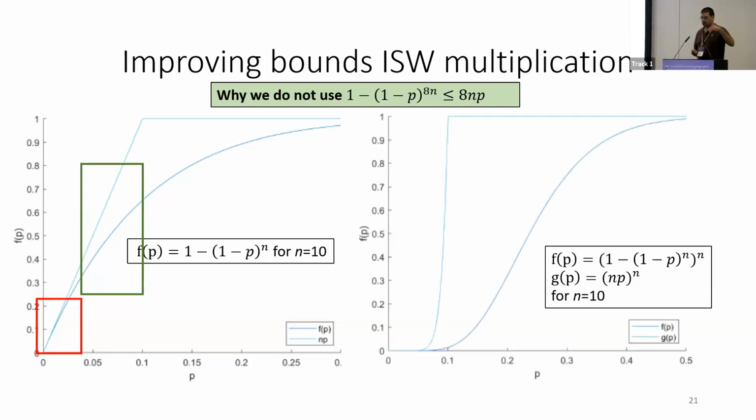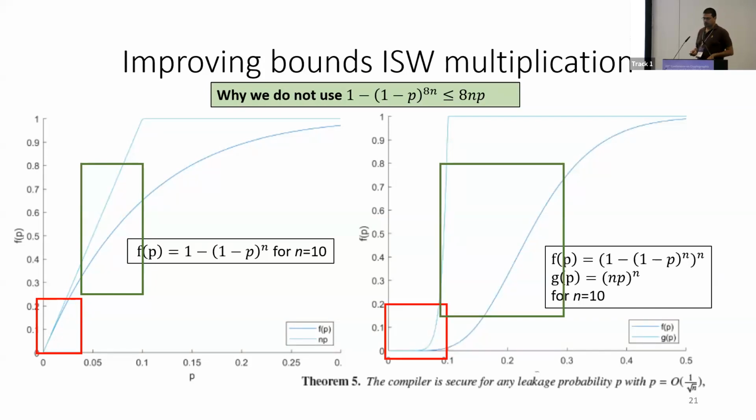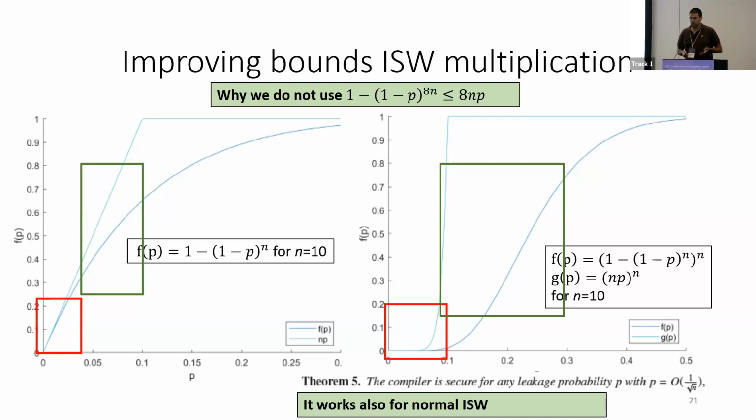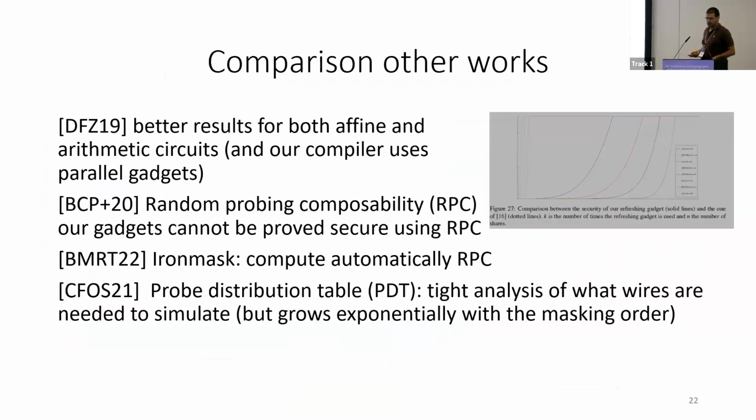When we elevate it to the nth power, we lose even more. This allows us to use the normal security proof I gave before, using some analysis to prove that the compiler we have produced is secure for any leakage probability where the magnitude is 1 over square root of n. And this also works for normal ISVW multiplication.